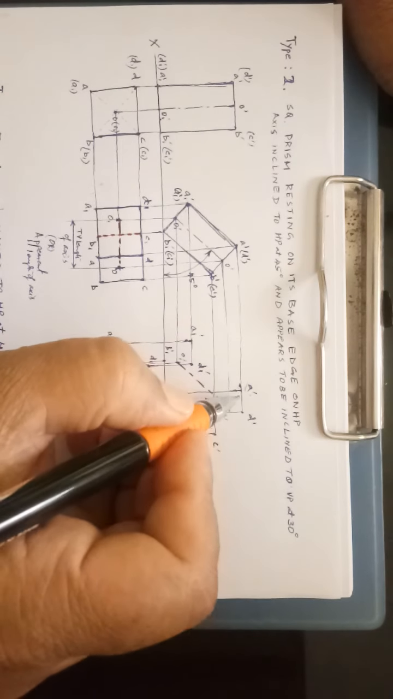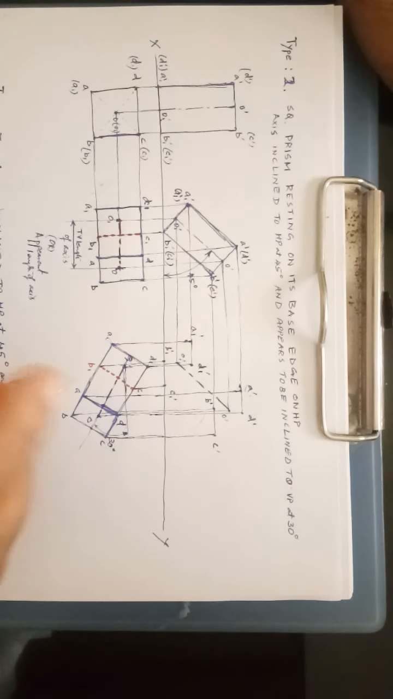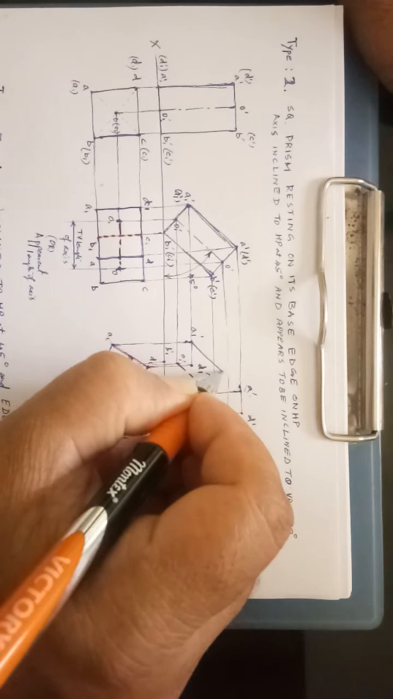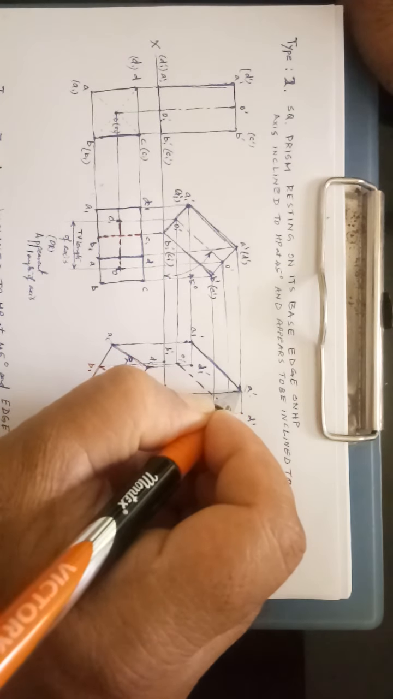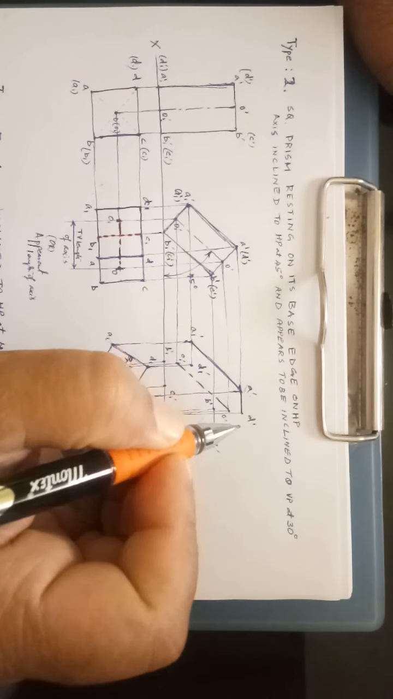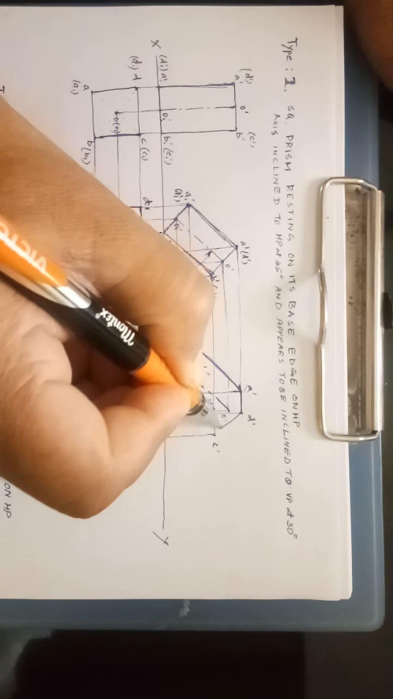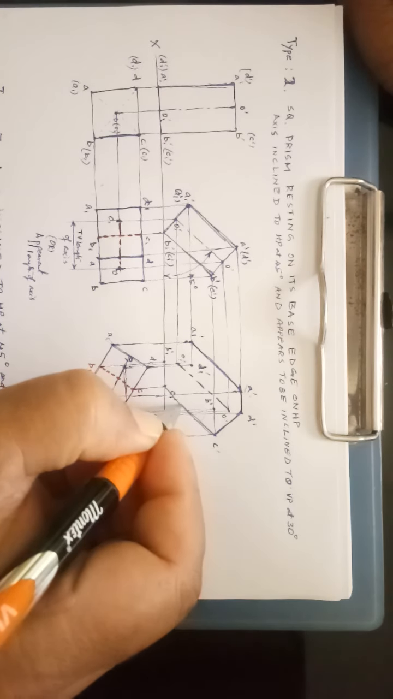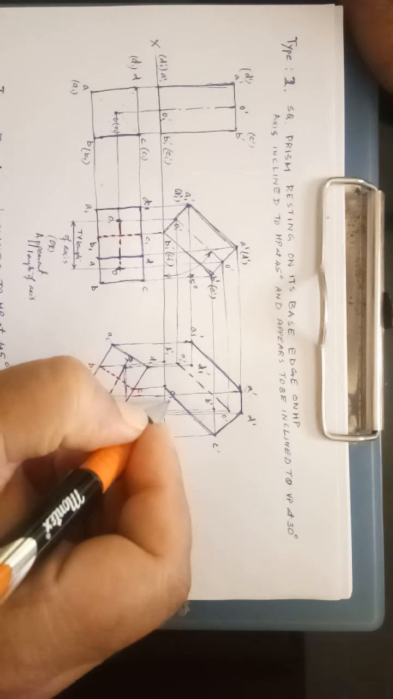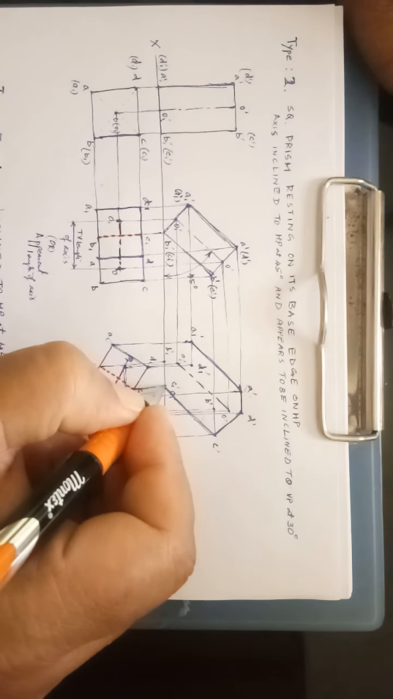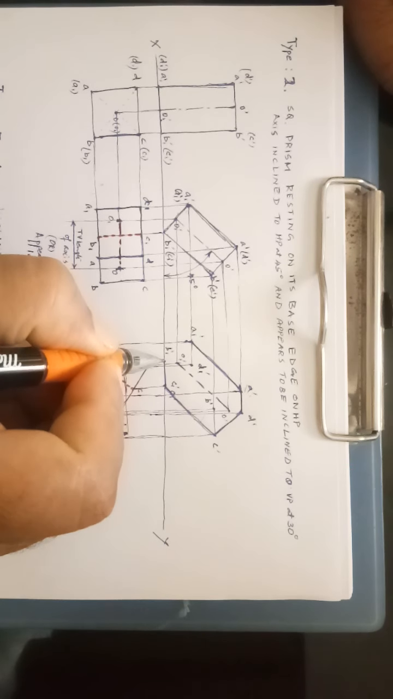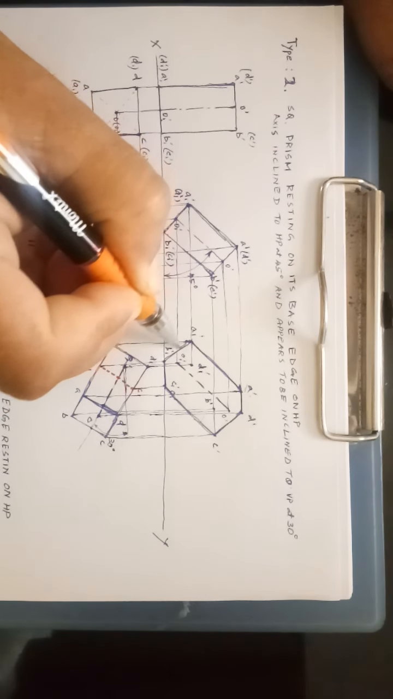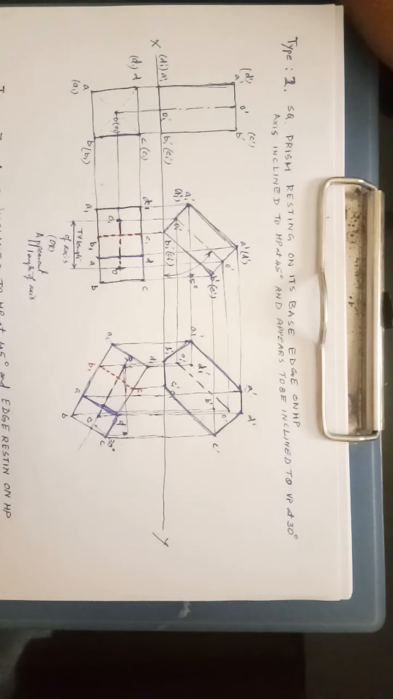Now to complete the projection you have to apply the rules of visibility. So all outlines are visible lines. So we'll join all the outlines A1 dash to A dash to D dash, D dash to C dash, C dash to C1 dash, C1 dash to B1 dash, and B1 dash to A1 dash. So all outlines are visible lines.